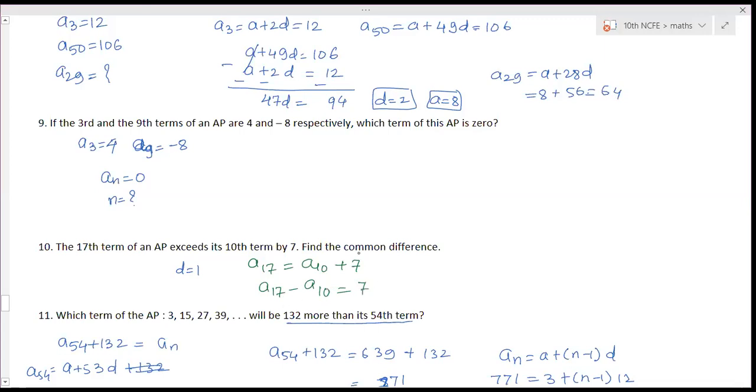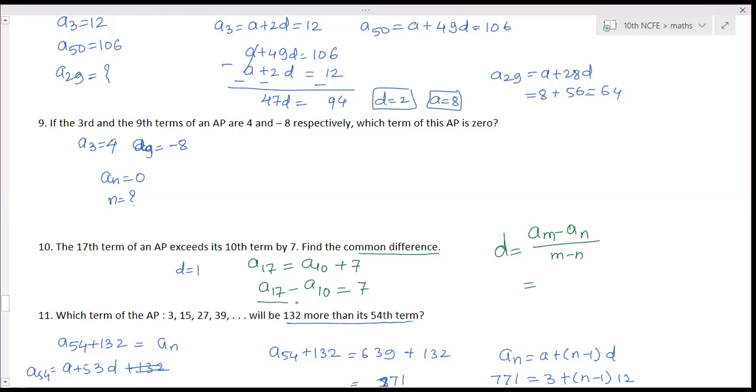Then you have to calculate the common difference. The difference of two terms is known, so you can directly use the formula am minus an divided by m minus n, which is equal to d. Here am is one term and an is the second term of the same AP, only represented by different variables, divided by the difference of their positions.